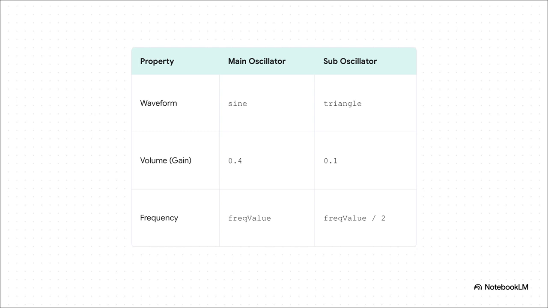The main oscillator, that's our pure, smooth sine wave sound. But then there's a second one, a sub-oscillator, that uses a triangle waveform, which has a slightly brighter, almost buzzier tone. You can see it's also a lot quieter, and this is the crucial part: its frequency is always exactly half of the main one. That pitches it one octave lower, creating this beautiful, subtle harmony that gives the sound all of its depth.